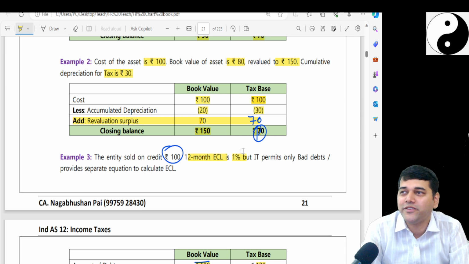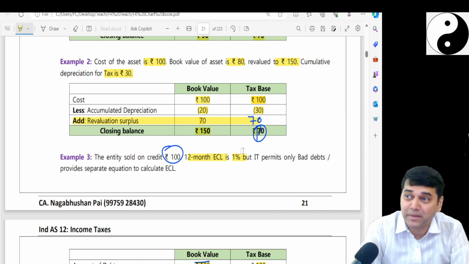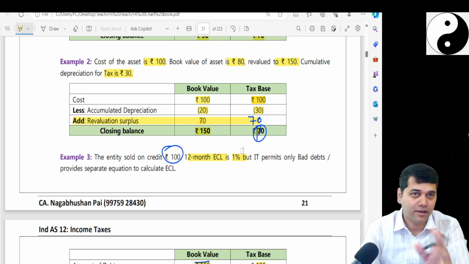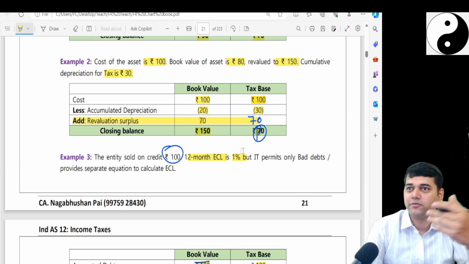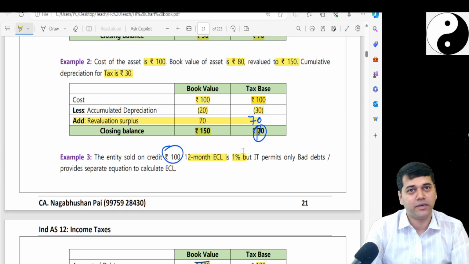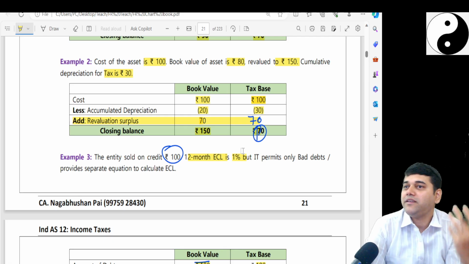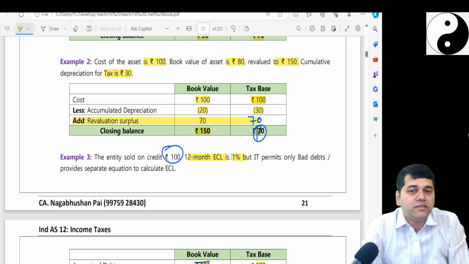What is the full form of ECL? Expected credit loss. You remember, no? We will not call it bad debts and all. We'll speak in this language only. Anybody? Is a lifetime expected loss ECL. That sounds very nice. 12 months ECL is 1%.